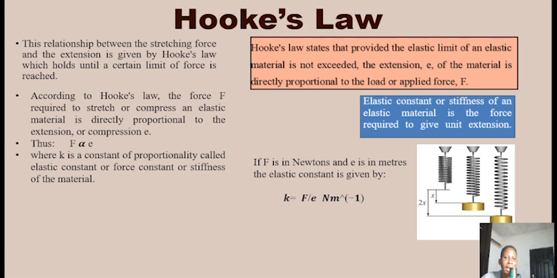So K can now be equal to what? F over E. That's force per extension. Don't forget, your force is measured in Newton, and your extension is measured in what? Meter. So that is K. The unit of elastic constant is what? Newton per meter. So anytime you hear Hooke's law, that is the basic formula that we got from Hooke's law. So it says that elastic constant or stiffness, which is this K, of an elastic material is the force F required to give the unit extension.